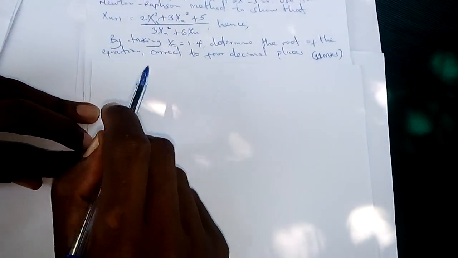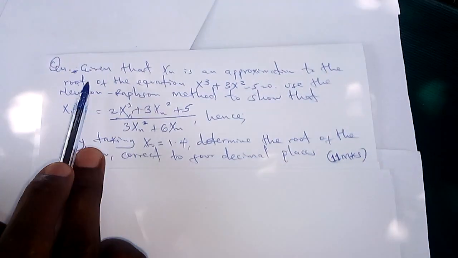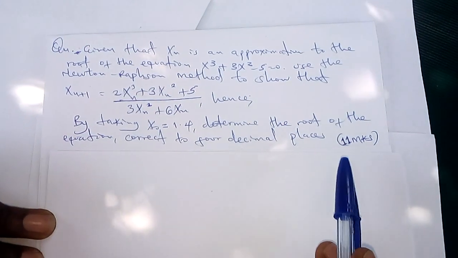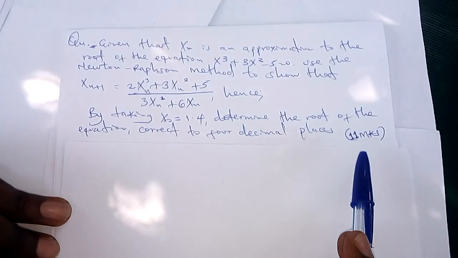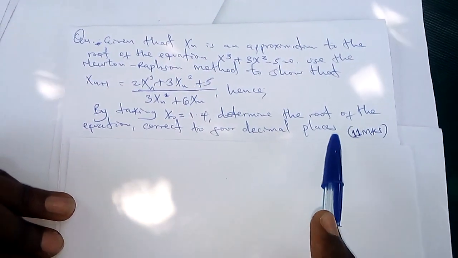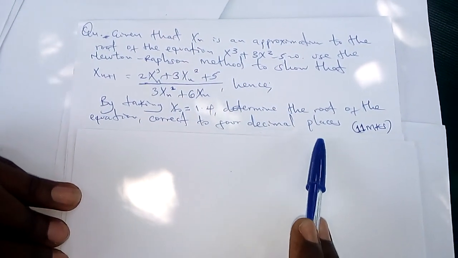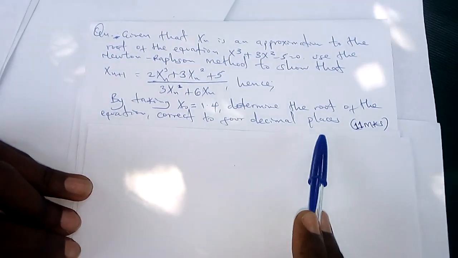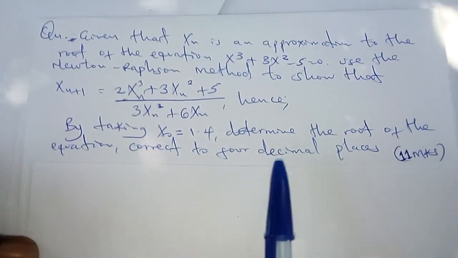Yes, we have a question here under Newton-Raphson numerical method. The question states, given that xn is an approximation to the root of the equation x cubed plus 3x squared minus 5 is equal to 0, use the Raphson method to show that xn plus 1 is equal to 2xn cubic plus 3xn squared plus 5 all over 3xn squared plus 6xn.